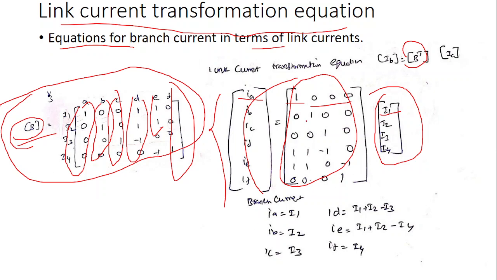And IB will be equal to I2. And IC is equal to I3. ID is equal to I1 plus I2 minus I4. Just multiply this row and this column. IE is also I1 plus I2 minus I4. And IF, we have only one 1, which is multiplied with I4. So IF equal to I4. These were the equations for the branch current in terms of link current.